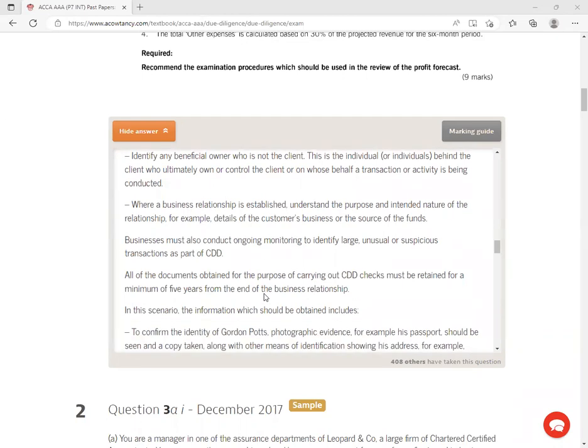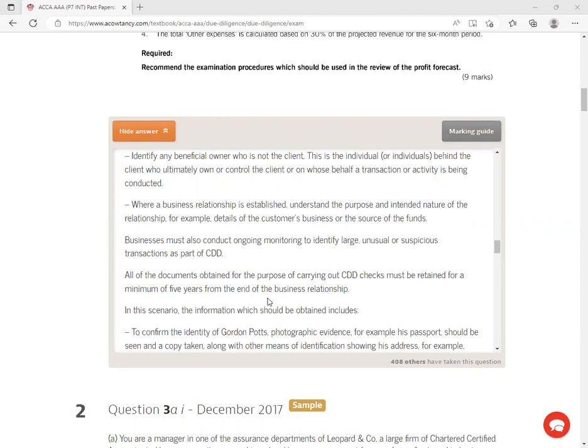All of the documents obtained for the purpose of carrying out these CDD checks must be retained for a minimum of 5 years from the end of the business relationship. So as an auditor, all those documents that you obtain, keep them for a minimum of how many years? 5 years. Even after you cease business with this client, don't take those documents to a shredder. Don't do that. If you do that, you'll get yourself into problems and you'll be taken to court. People would want to see really that you apply the know your client concept very well.